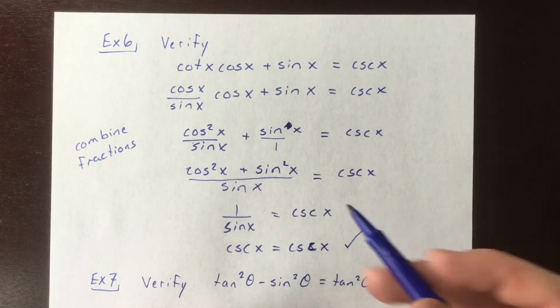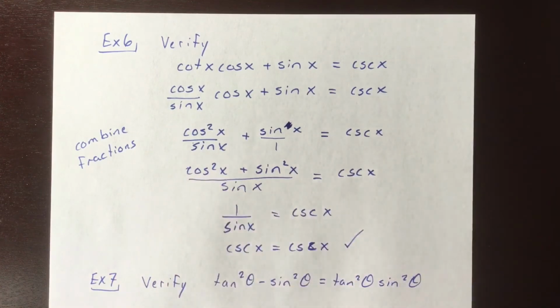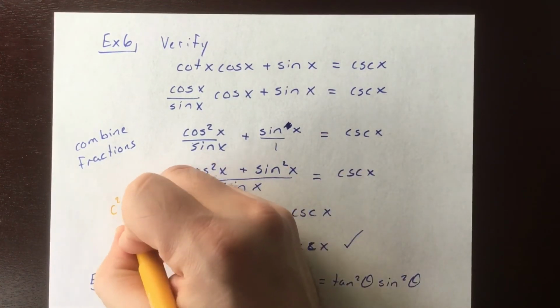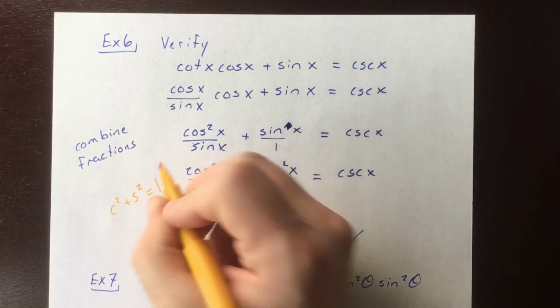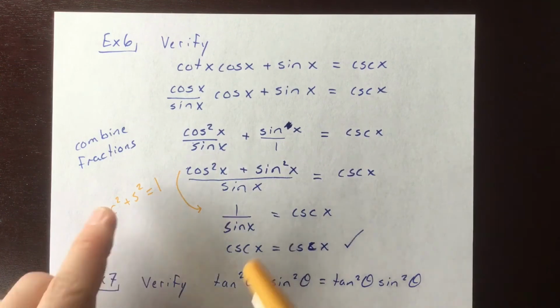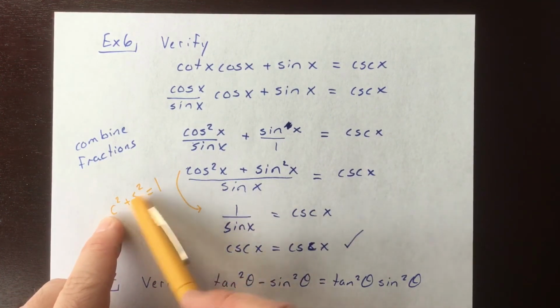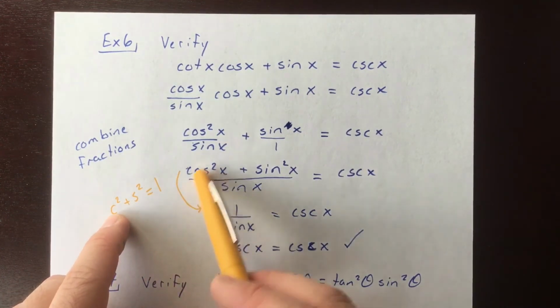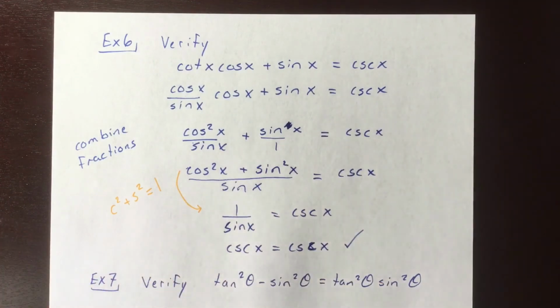All right, so I'm just going to put here for our note what I did. We use cosine squared plus sine squared equals 1. That's how we got from here to here. And that's always a good thing to do, to write in what theorem or what identity you're using, so when you get back later and look at it.